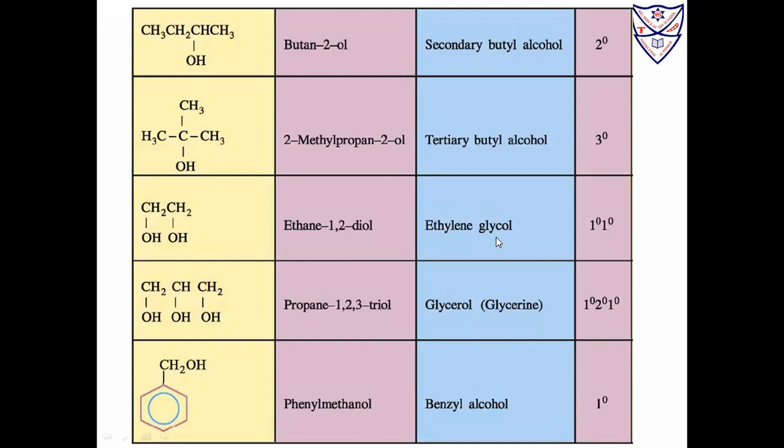Ethane-1,2-diol, ethylene glycol. Primary. Propane-1,2,3-triol, glycerol. This carbon is primary, then secondary, and then primary. This is a benzene ring with a CH2OH. So it's phenylmethanol, benzyl alcohol, and the primary structure is there. So the IUPAC name and the common name you need to write, and then practice. Thank you. Hope you understood the topic very well.